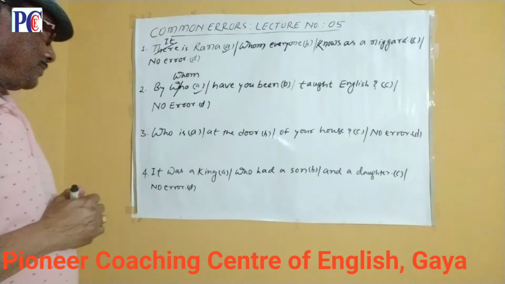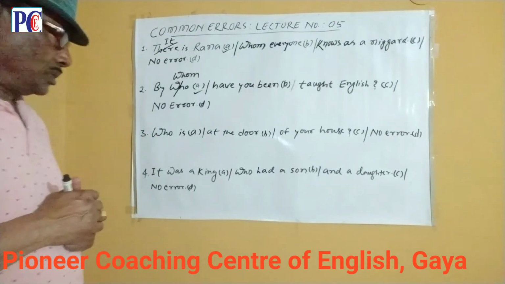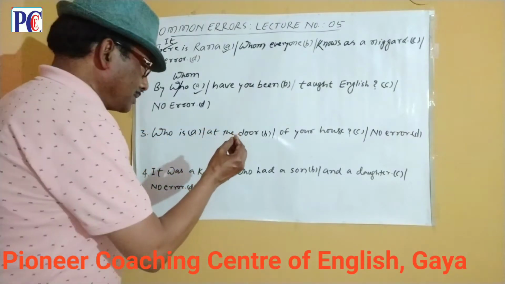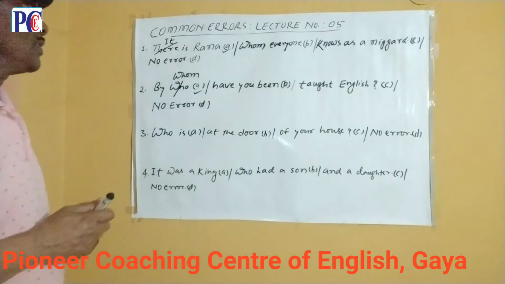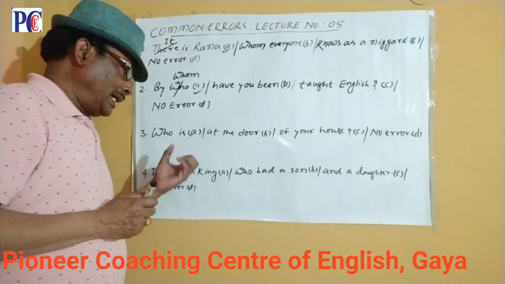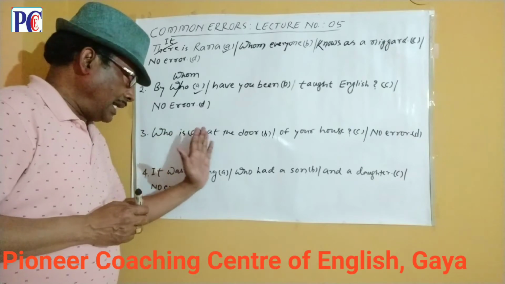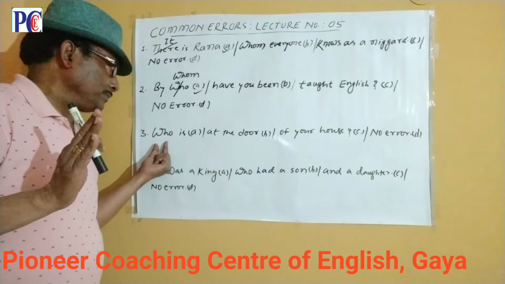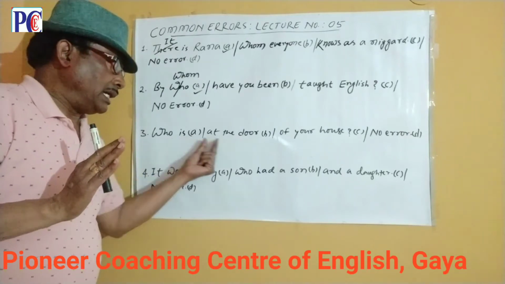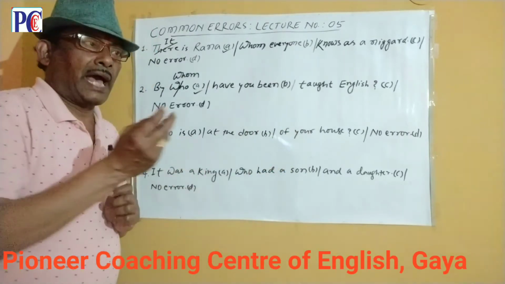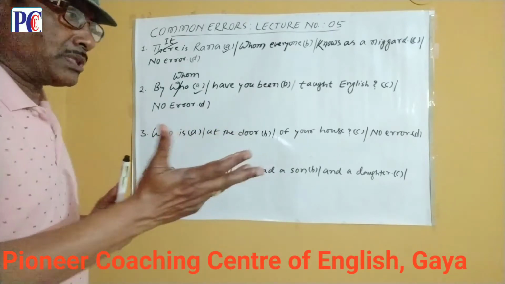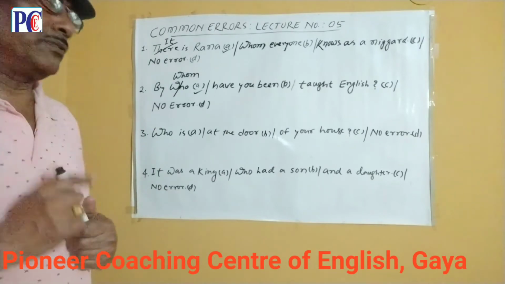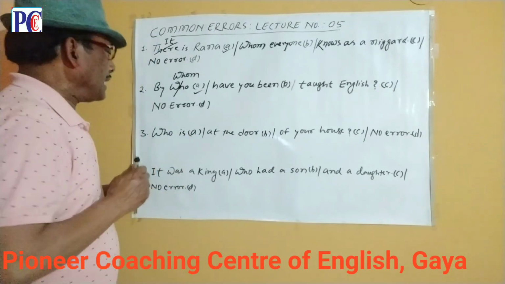Sentence number 3. Who is at the door of your house? Generally students and teachers think it means who is at the door. Who is at the door of your house? Who is the complement, is is the verb to be. At the door of your house is the adverb. There is no subject word here. When the question of who is without a subject word, we must use the dummy pronoun it as a subject.